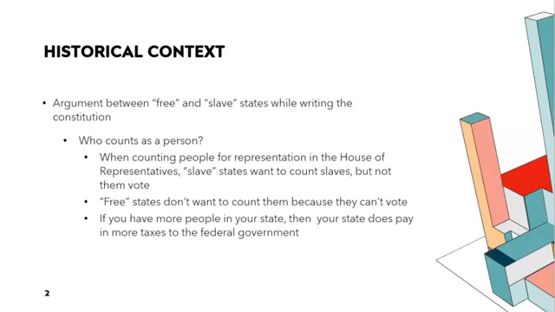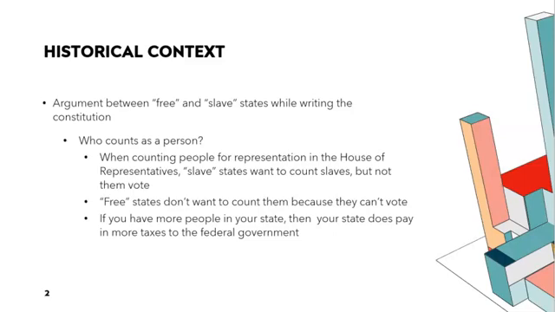So essentially, the argument that's going on between these two sides is: who counts as a person? Slave states wanted to count slaves for the purposes of deciding how many members of the House of Representatives they would get, because the more people you have, the more representation you get. However, the free states didn't want to count them, their argument being that they're not treated like citizens and they're not allowed to vote. Enslaved people were not, at the time. So that was the argument.